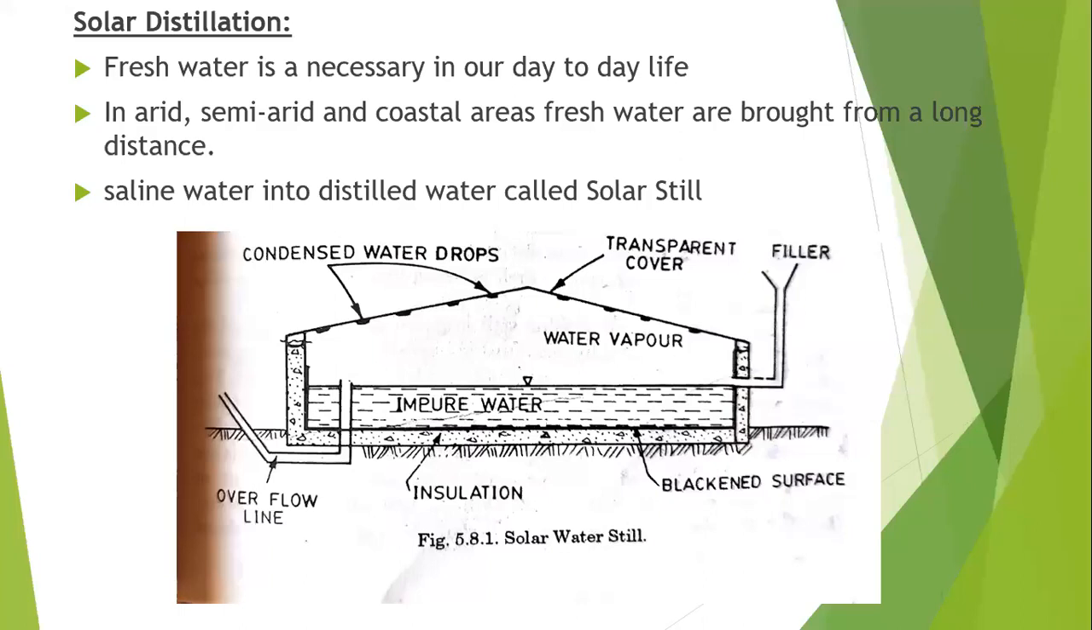If you generally observe some arid, semi-arid and coastal areas, arid means where the climate has low rainfall and low water content. These areas are thinly populated, not that much populated, and these thinly populated people are also scattered. They are distributed. They are not staying at one place.